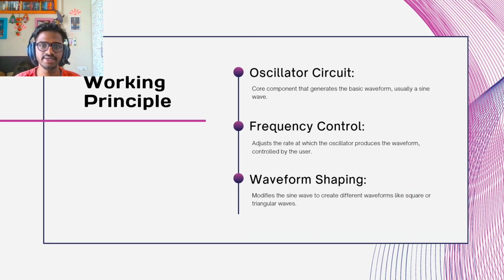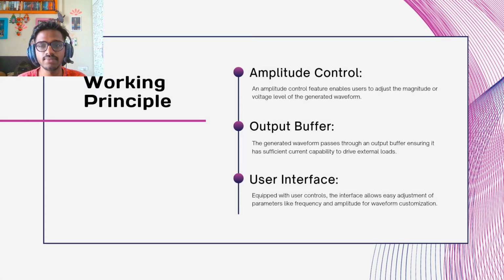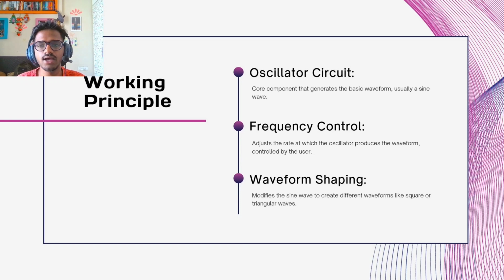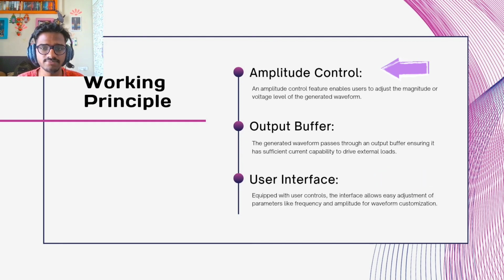The function generator includes equipment such as oscillator circuit, frequency control, waveform shaping, amplitude control, output buffer, and user interface. Oscillator circuit. It is the core component that generates a basic waveform, usually a sine wave. Frequency control adjusts the rate at which the oscillator produces the waveform, controlled by the user. Waveform shaping modifies the sine wave to create different waveforms like sine waves, square waves, or triangular waves.